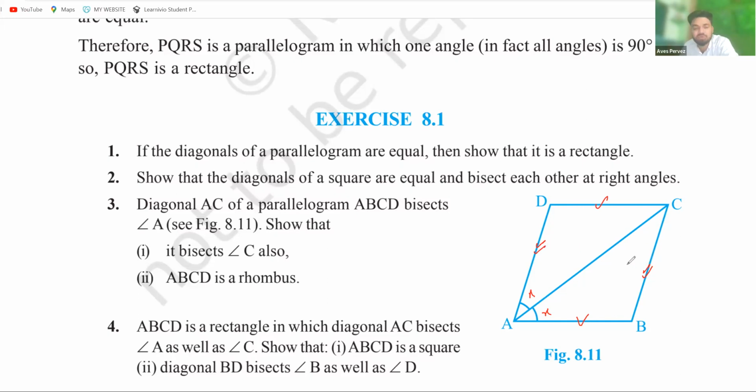The last thing that you need to prove here is that it also bisects angle C, meaning you need to prove that this angle is equal to this. Means you need to prove Y. Okay, you need to prove this one. Prove it.